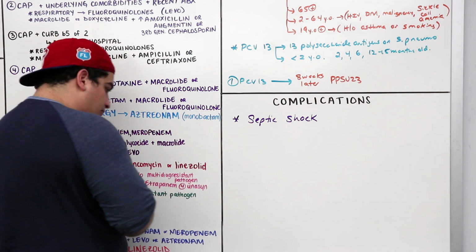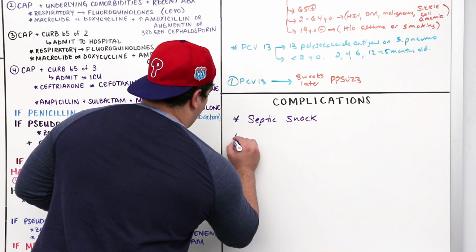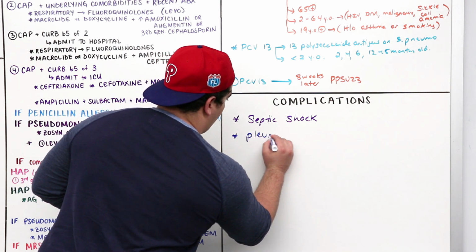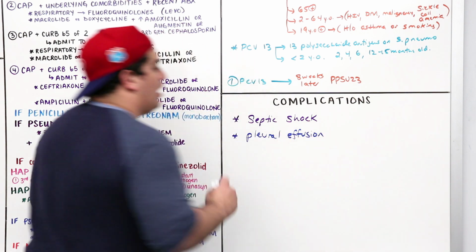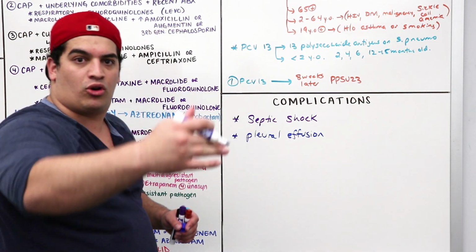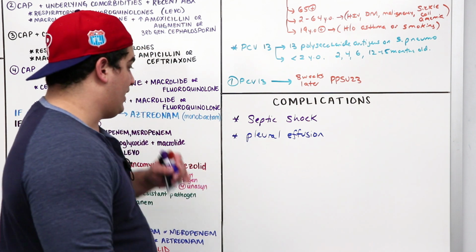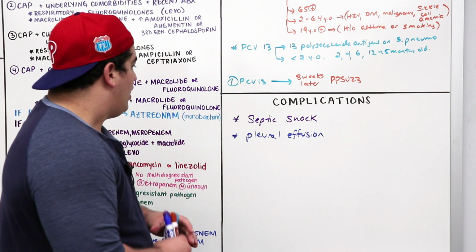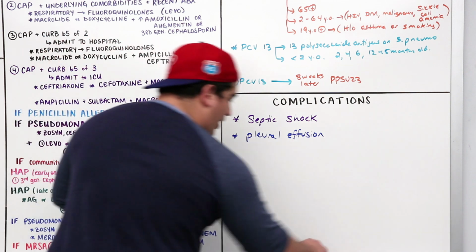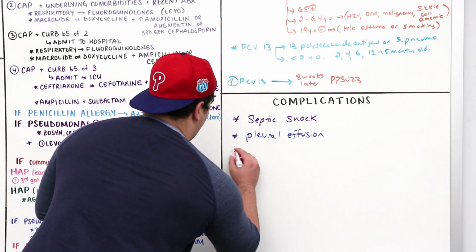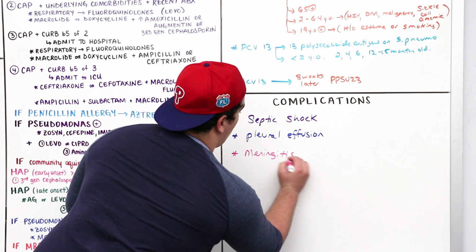Another type of situation that can develop is a pleural effusion, okay? So sometimes what might happen is as the pneumonia progresses and becomes more chronic, pleural effusions can develop and they can also be really, really deadly as well, okay? Next thing is meningitis. Ooh, this is another one. Meningitis can also develop as well. So you want to remember meningitis.